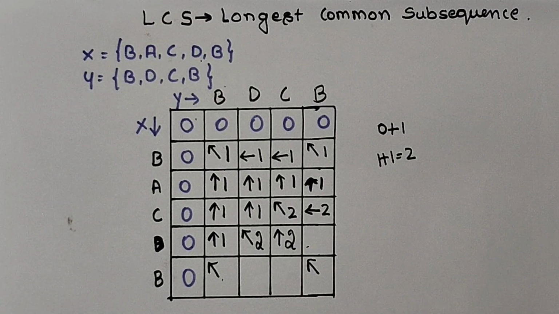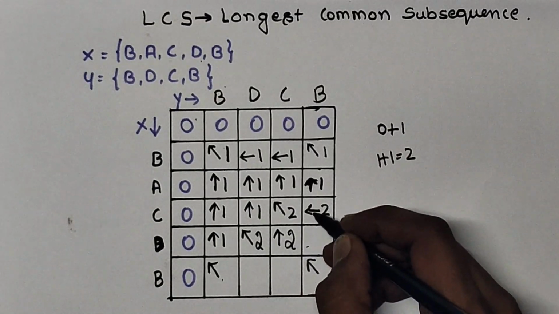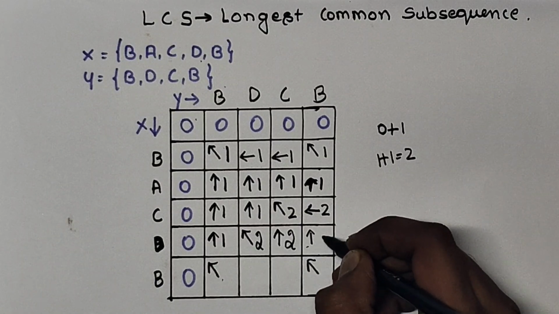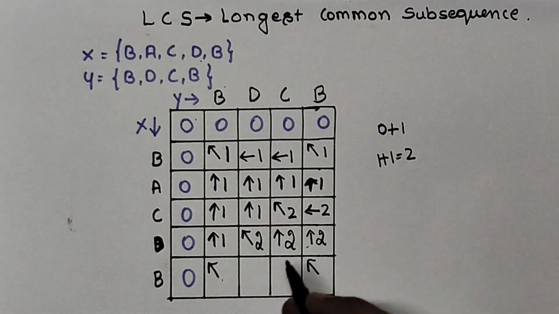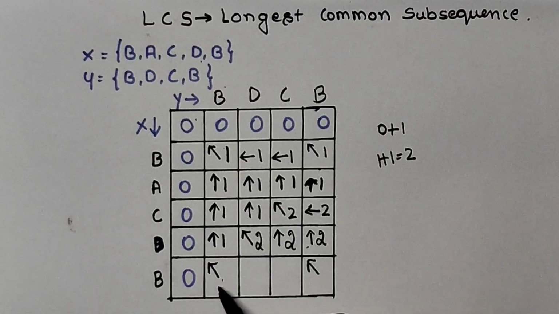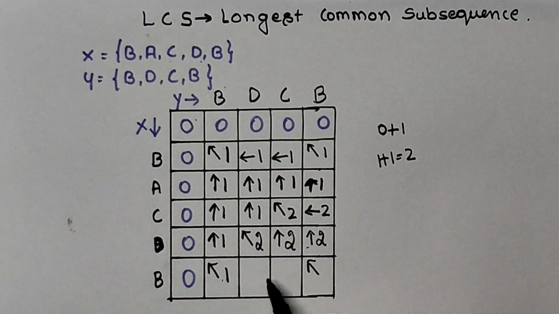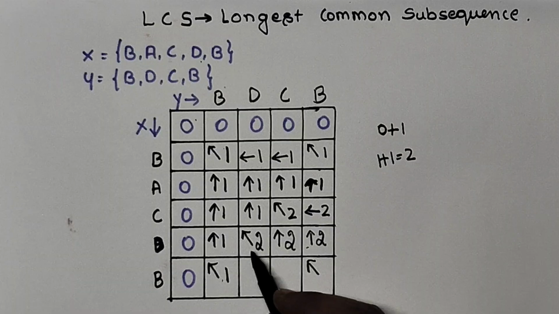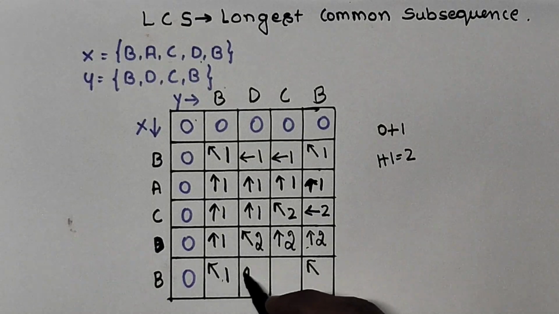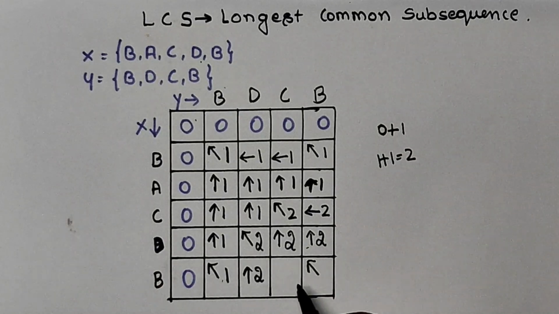That is 2. Next, left side is 2, upside is 2. So write the arrow towards upside, just copy that value. Here in the next row, the arrow is tilted towards 0. So what we will be doing? We will be just adding 1 to that element. 0 plus 1 will be 1. Left side is 1, upside is 2. So maximum is 2. So just copy 2 here.